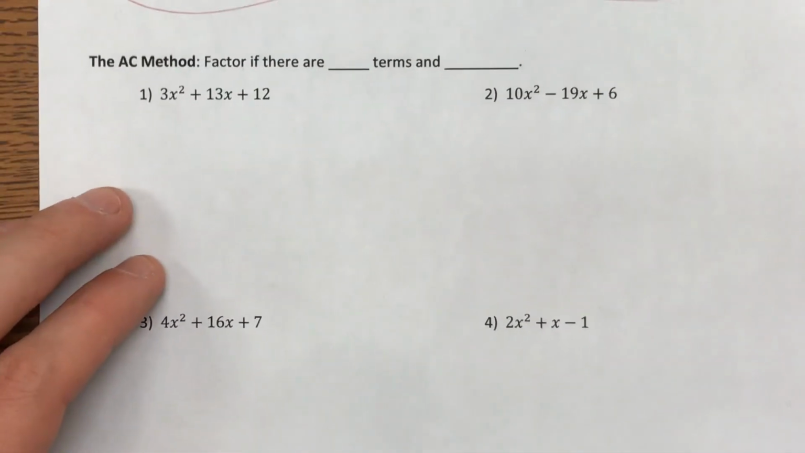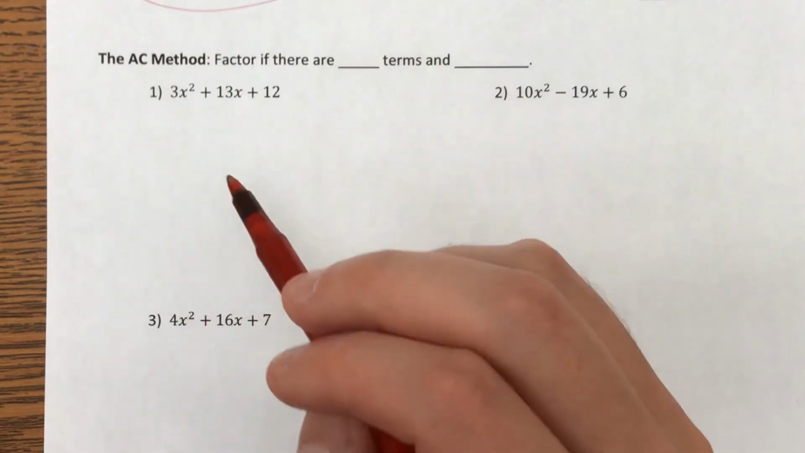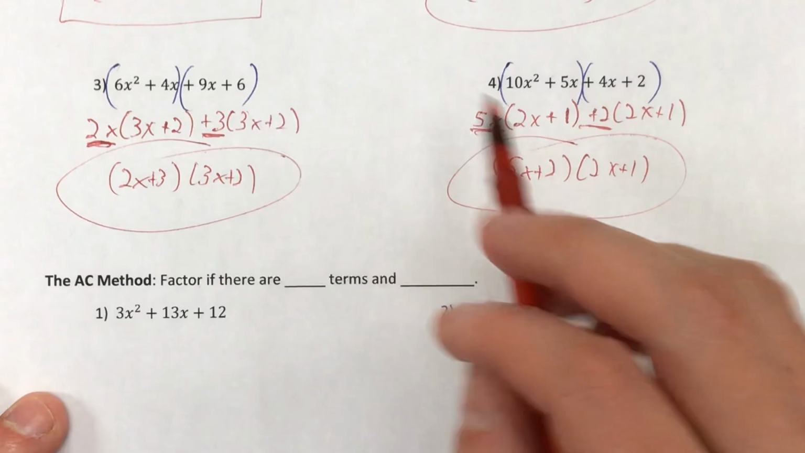In the next video, we're going to get to doing what's called the AC method. This is what people usually do in college, which is why I'm going to be doing it that way. But it does require for you to know how to do factor by grouping.